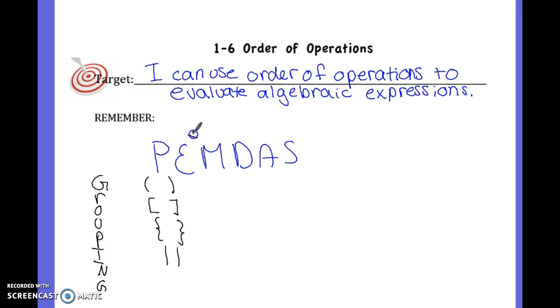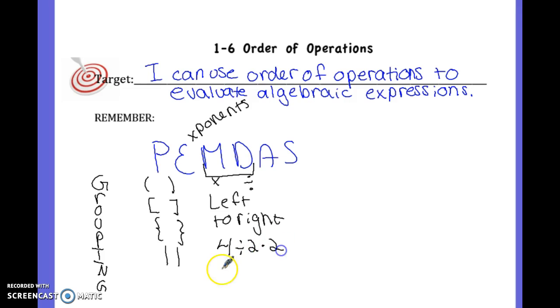E is for exponent. So first you do your parentheses, then you do your exponents. Then multiplication and division, you kind of do together. So M is multiply, D is division, but you always go left to right. So if you actually had 4 divided by 2 times 2, you would start with the 4 divided by 2 and get 2, then times 2 to get 4. The big common mistake is to do that first, which is not what you want to do.